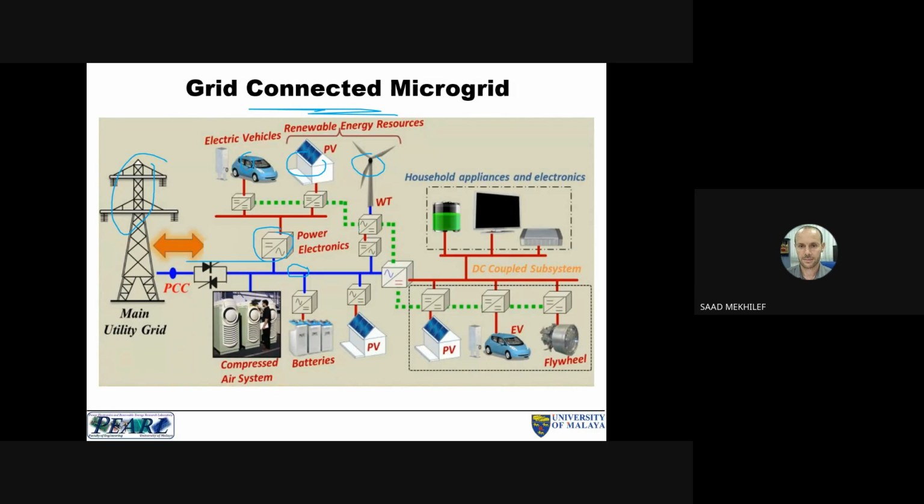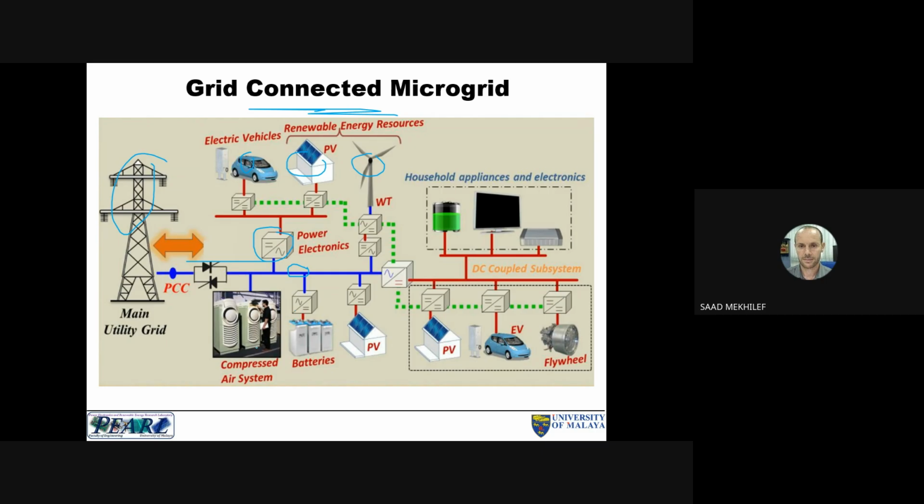So the wind turbine needs what you call a rectifier, AC to DC, and then from DC to AC, and then connect to the AC bus. Okay, the same thing. You may have multiple sources like PV here, batteries. So you need an inverter.